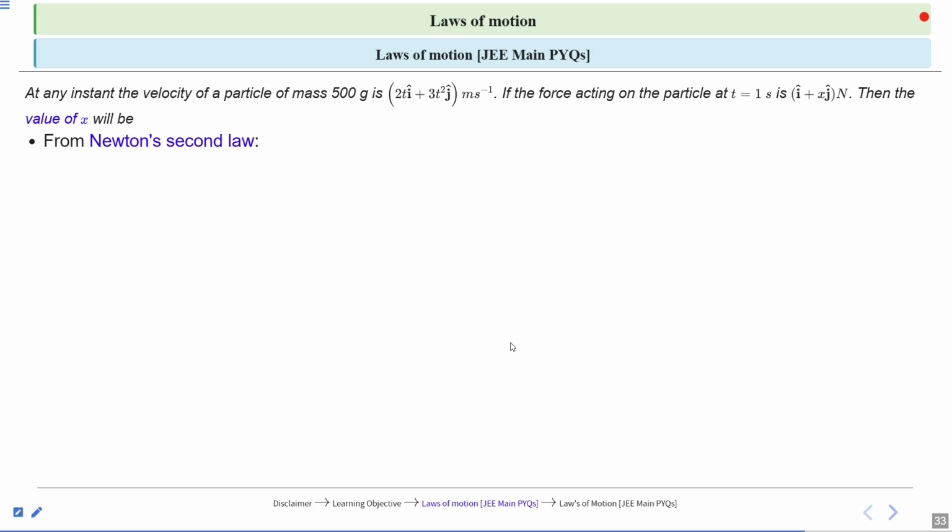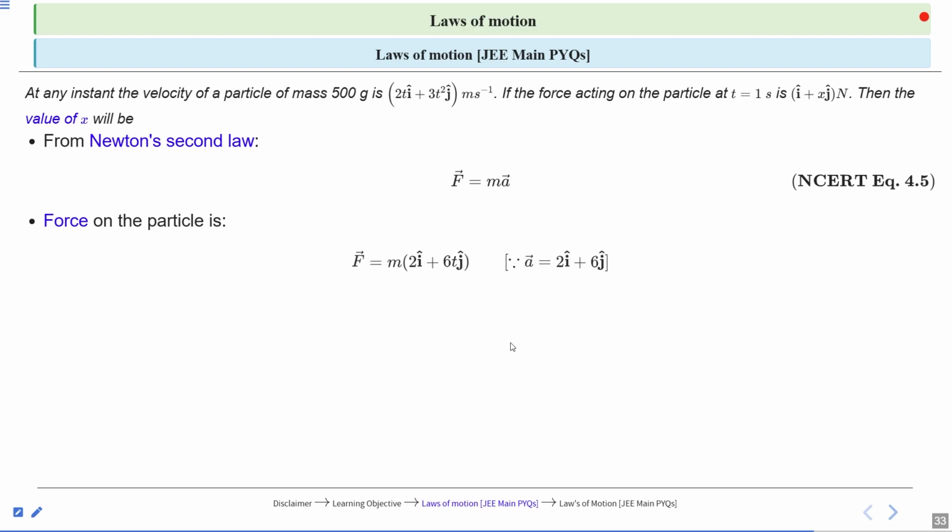From Newton's second law, the total force is equal to mass into acceleration. So the force on the particle is the mass, that is m, and the acceleration we already calculated, that is 2 i cap plus 6 j cap. So F is equal to 0.5 into 2 i cap plus 6 j cap. So the force will be F is equal to i cap plus 3 j cap Newton. This is the force that comes after multiplication with 0.5.